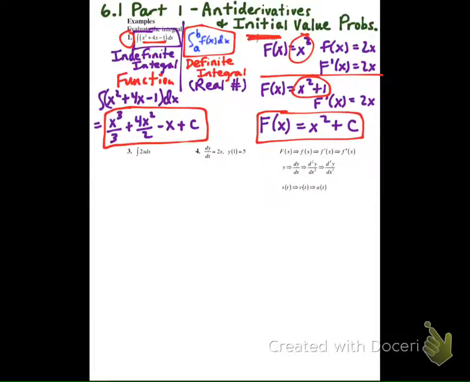So that's the answer. That's all I really need you to be able to do. Actually, it's part 1 of what I need you to be able to do before you come into class tomorrow, which is just add a c to the antiderivative that you were finding using chapter 5.